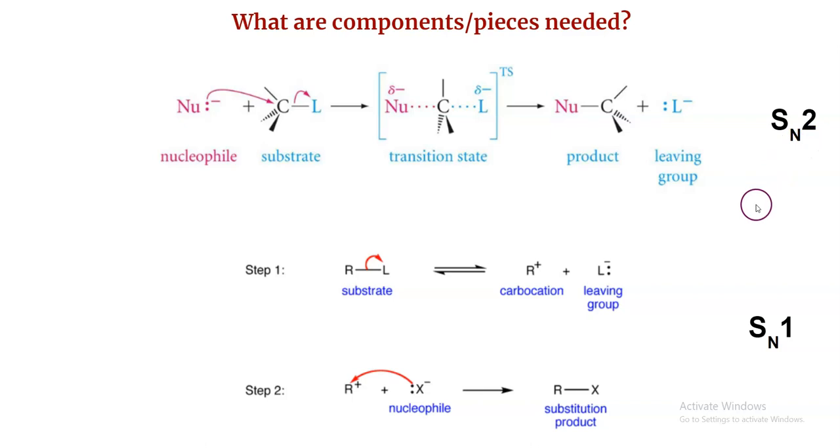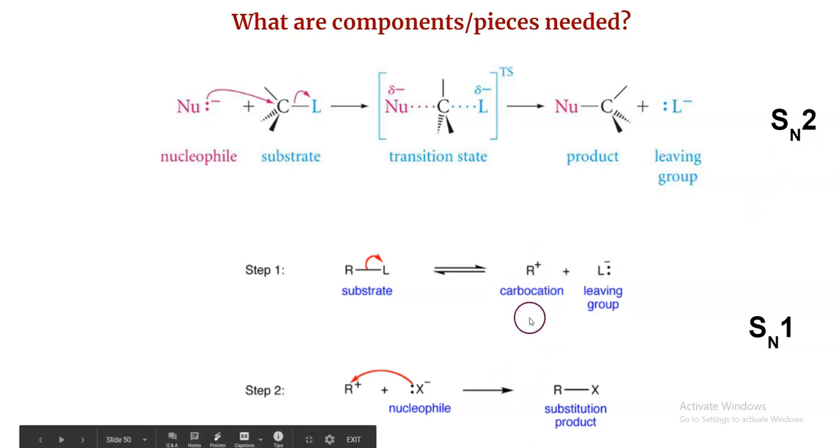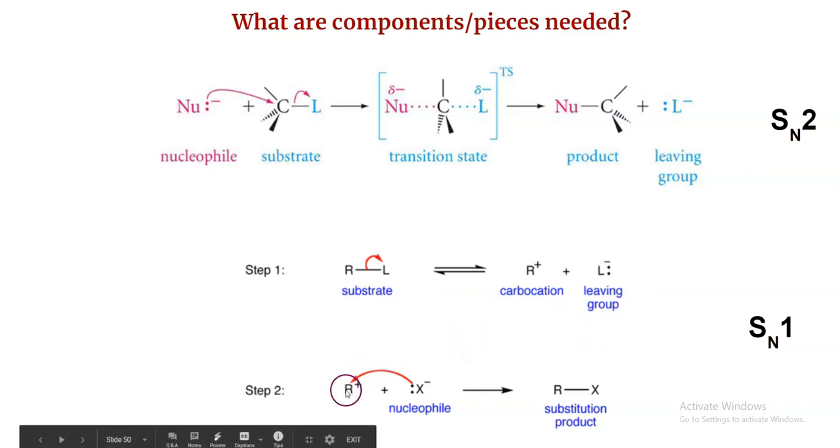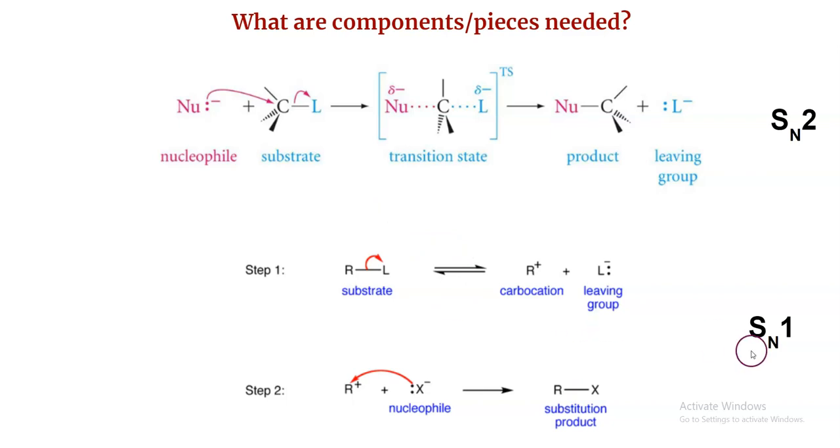That's an SN2 reaction. And I also have this other nucleophilic substitution reaction on the bottom, in which first the substrate is being converted into a carbocation and leaving group, first step. And in the second step, the carbocation is being attacked by the nucleophile and the product is formed. Same reaction, but happening in two different steps. And that's called SN1 reaction. I'll tell you why it's SN1.